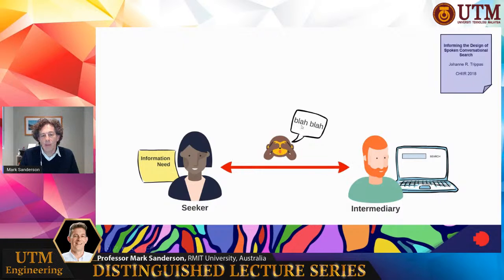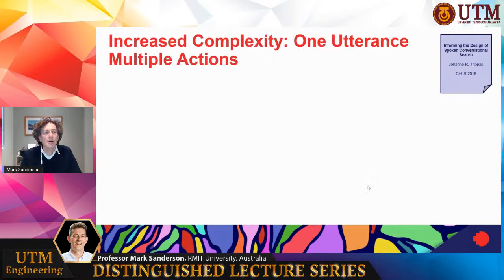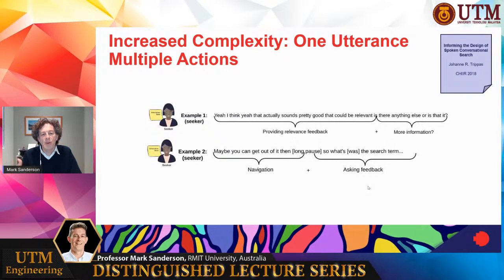The seeker and the intermediary couldn't see each other. They could only hear each other. And so Johanna was very interested in understanding spoken conversation and what spoken conversation looks like when you're trying to find an information need. So she published this work at CHIIR, and I'm just going to give you some highlights of some of the things that she observed.